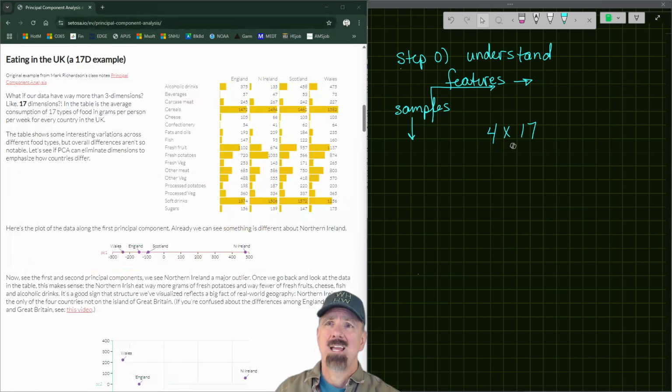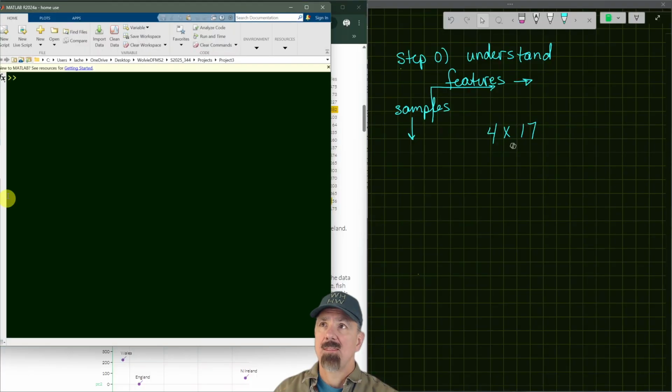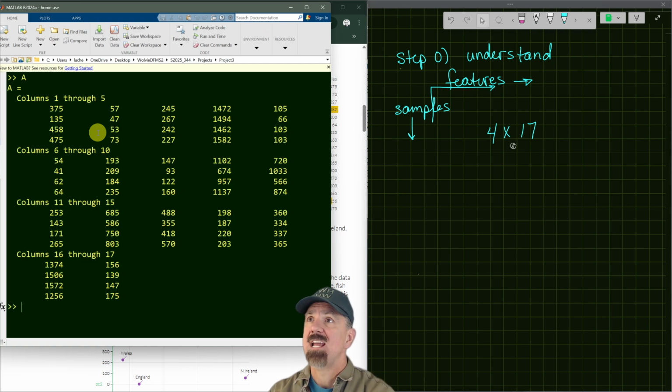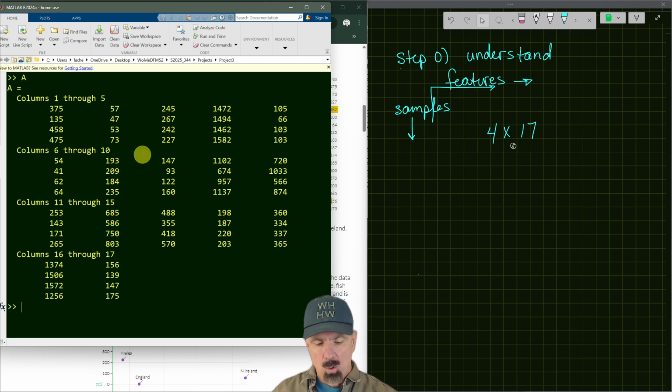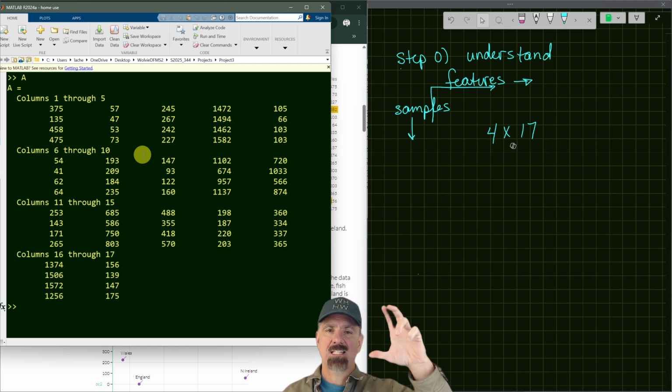So let's go back and take a look at MATLAB. And in MATLAB, we'll take a look at the data matrix. So the data are in, I've just put them in matrix A. This is what the data look like. So now that we have the data all set up, what's the next thing that we need to do? We need to mean center the data. And what that means is that for each feature, we are going to take that set of data and shift it onto being centered around 0.